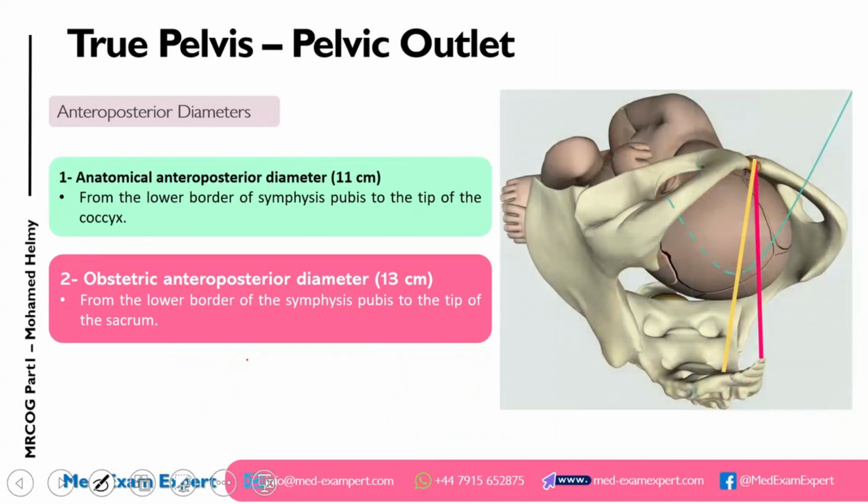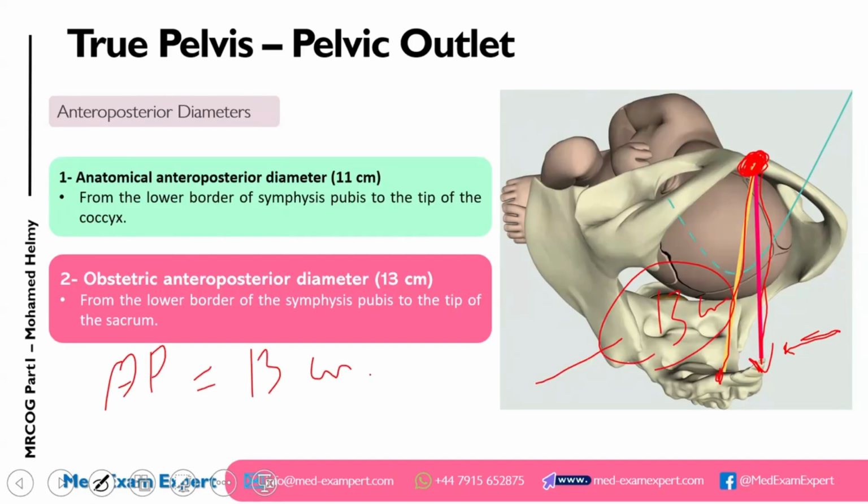This is another diagram also showing you the two diameters originating from the same point, the lower border of the symphysis pubis, one going to the tip of the coccyx, anatomical anteroposterior, we don't care about, other one to the tip of the sacrum, 13 centimeter, which we want to remember. Okay, so we have anteroposterior of outlet 13 centimeter.